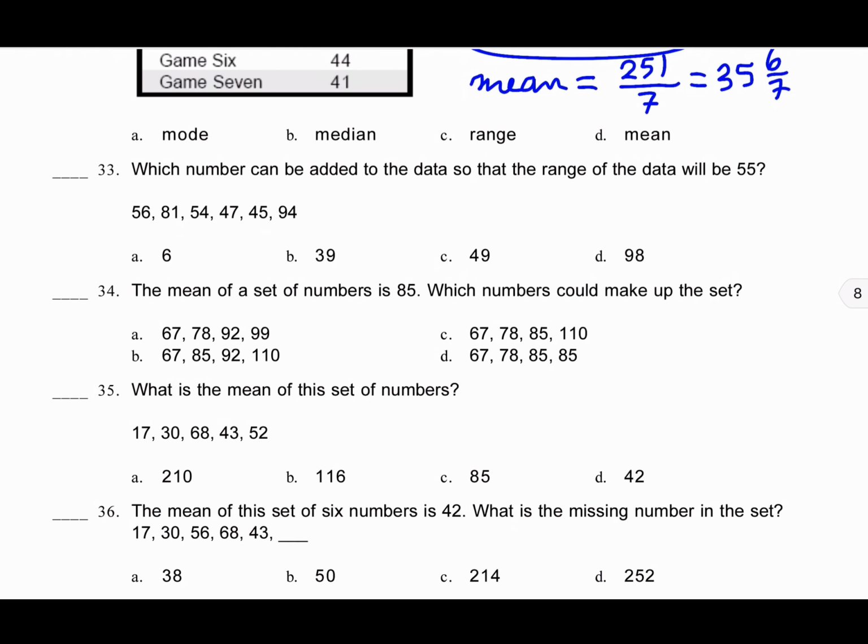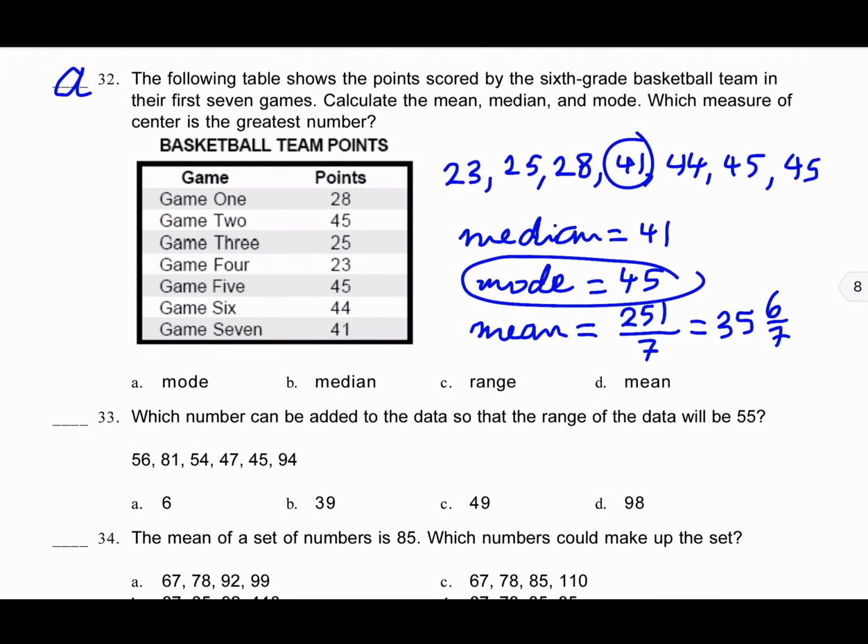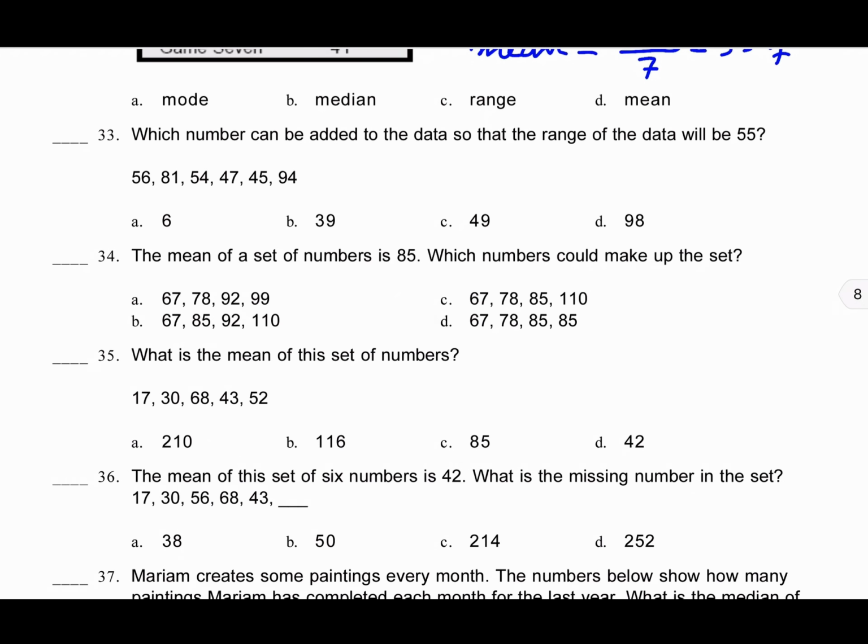Next question. Which number can be added to the data so that the range of the data will be 55? This question is exactly like number 31. We have to search for 2 numbers, the greatest number and the least number. The greatest number here is 94. So 94 minus 55 equals 39. And we have 39, so the answer would be B.